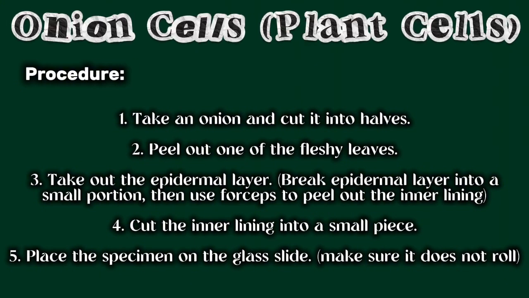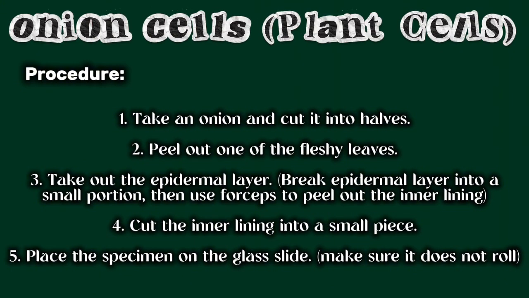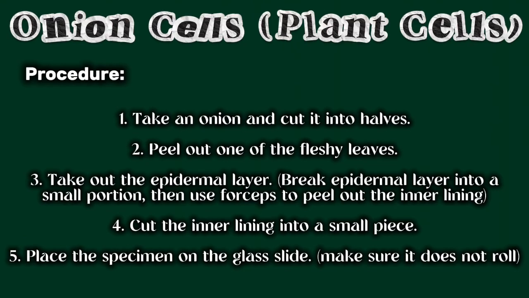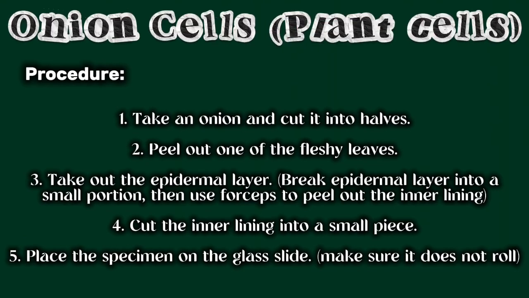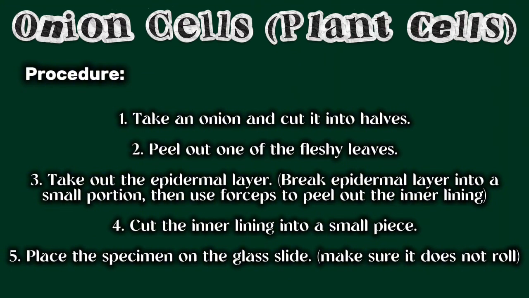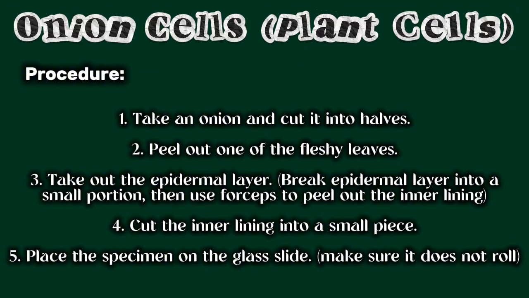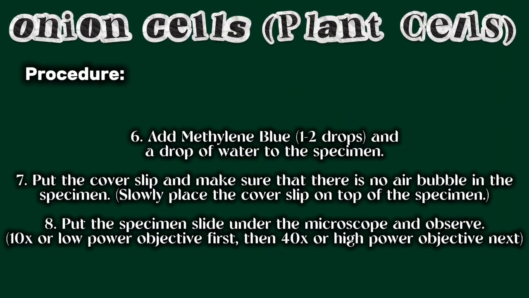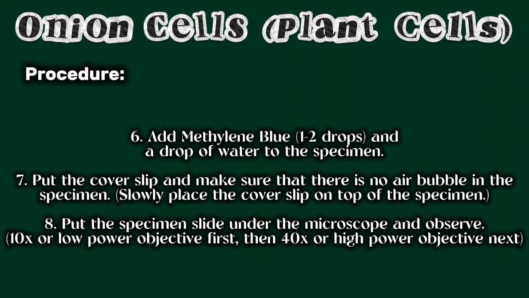Take out the epidermal layer by breaking the epidermal layer into a small portion and using forceps to peel out the inner lining. Cut the inner lining into a small piece. Place the specimen on the glass slide and make sure it does not roll. Add methylene blue, around 1 to 2 drops, and a drop of water to the specimen.